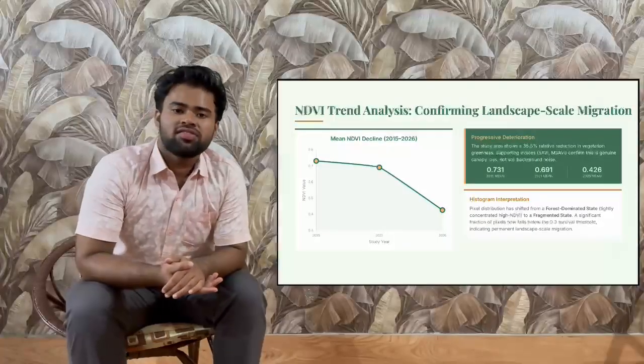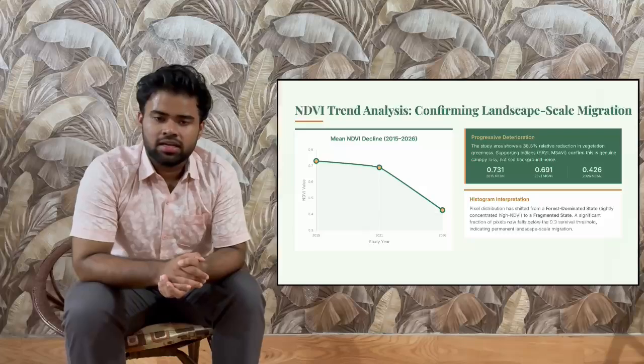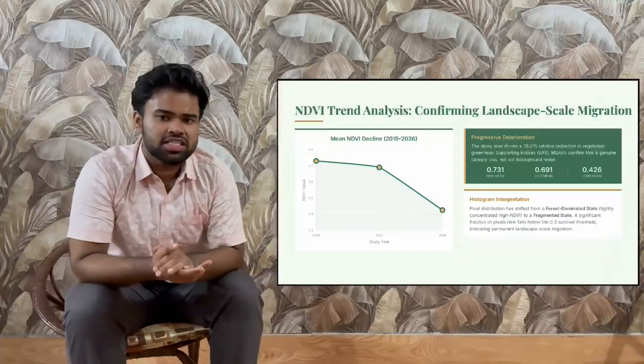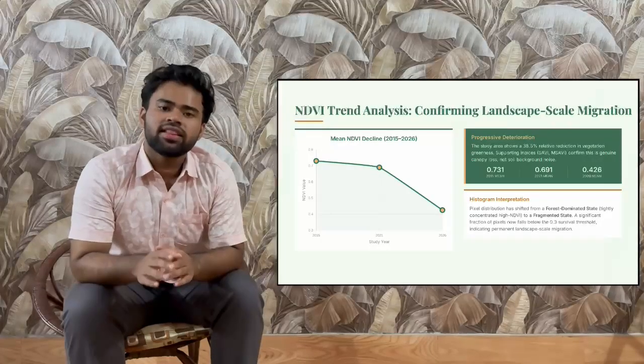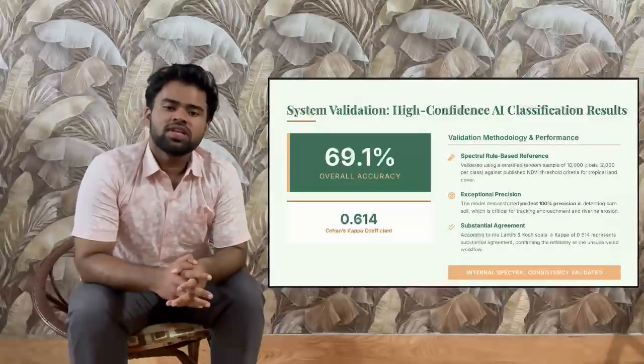Now coming to the NDVI trend analysis. The NDVI trend confirmed this decline. By 2026, more pixels shifted into low and moderate vegetation ranges, indicating a large-scale reduction in vegetation health rather than isolated local changes.